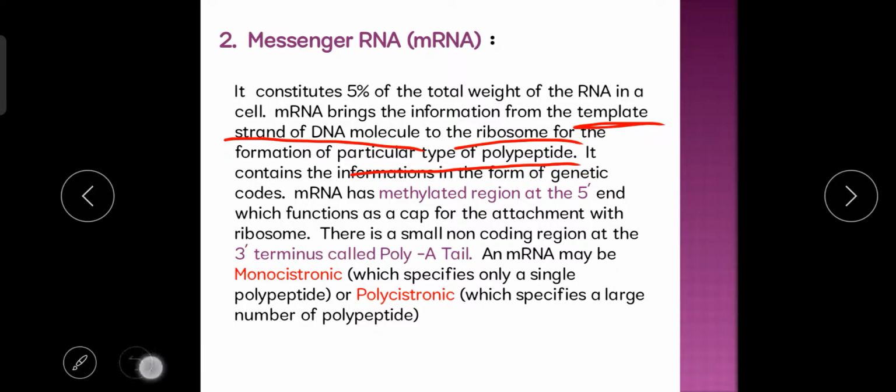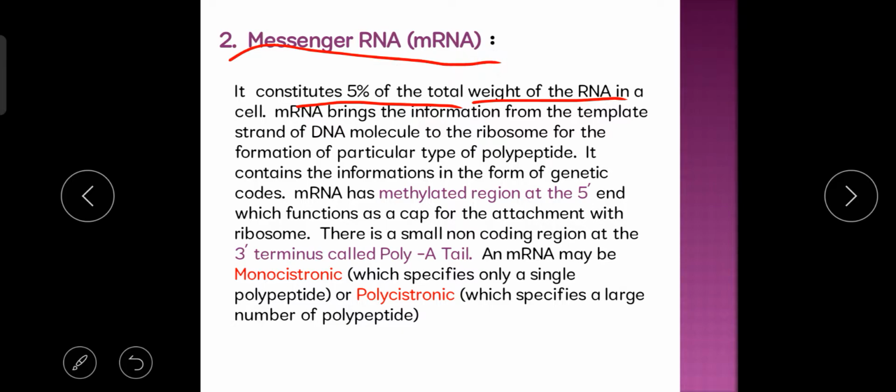And messenger RNAs are only 5% of the total weight of RNA. So the amount of messenger RNA is very small. Out of 100%, 80% is ribosomal RNA, whereas only 5% of RNAs are messenger RNA. Okay, so the ribosomal RNAs are 80%, whereas the messenger RNAs are only 5%. So next, see.